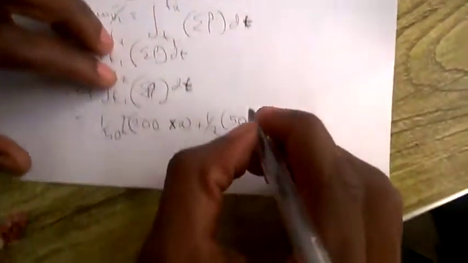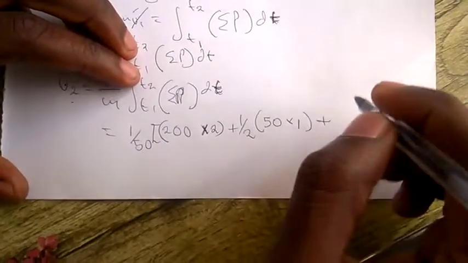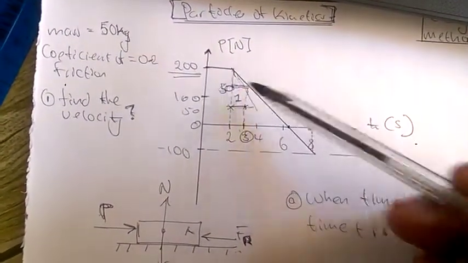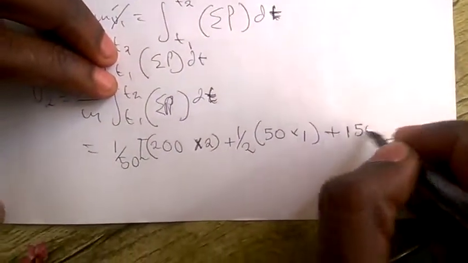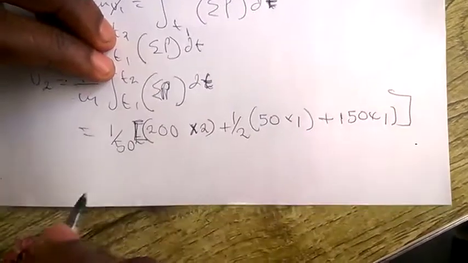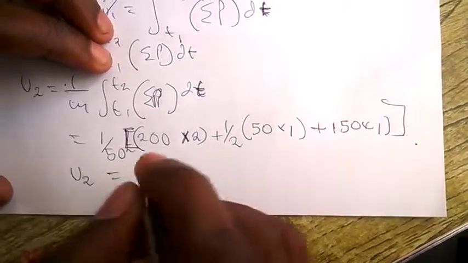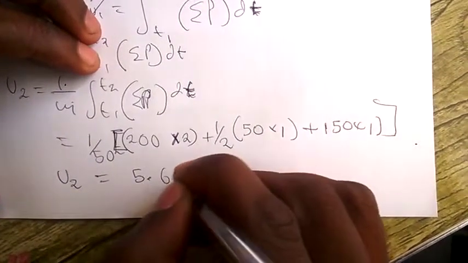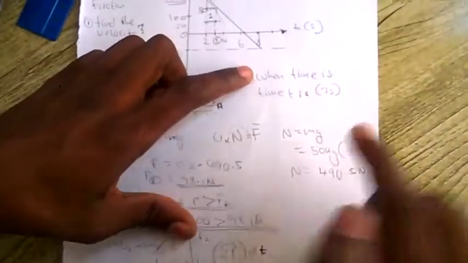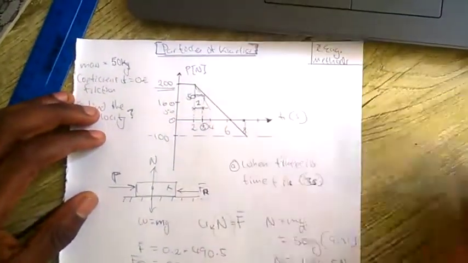Okay, so I'm going to continue, plus 150. Notice that from this point to this point is 150 multiplied by 1. So that will be 150 multiplied by 1. Pressing into my calculator, you get your v2 being 5.6 meters per second. So this is the velocity after 3 seconds. Notice that you simply take the sum of areas under the graph.